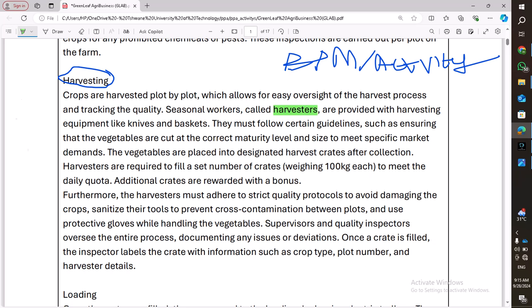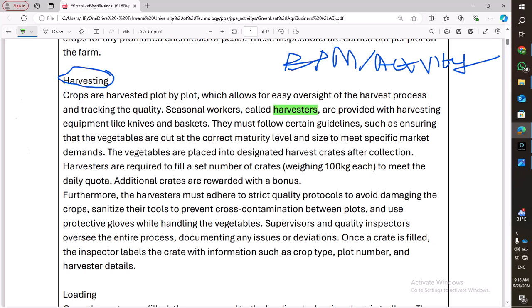Furthermore, the harvester is a seasonal worker, and they adopt a strict quality protocol to avoid major crop damage. They sanitize their tools to prevent contamination between plots and use protective gloves while they handle the vegetables.